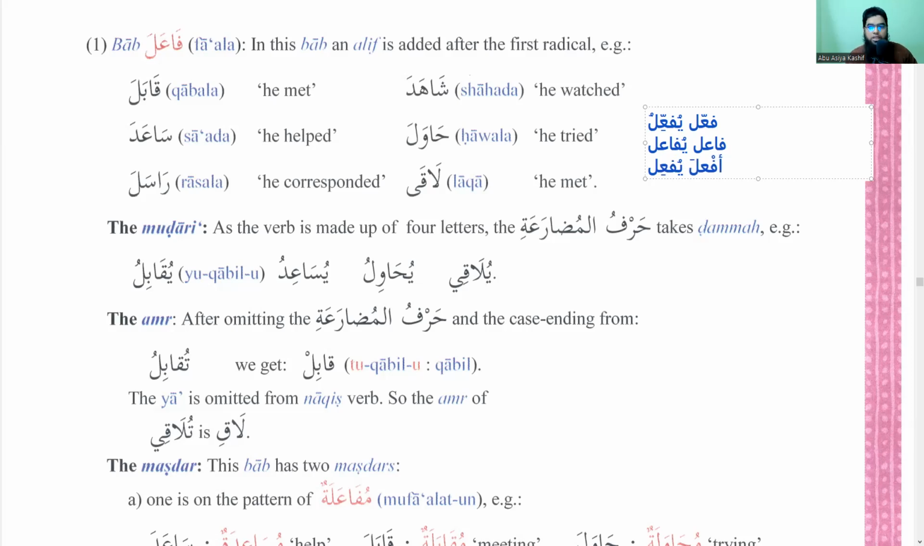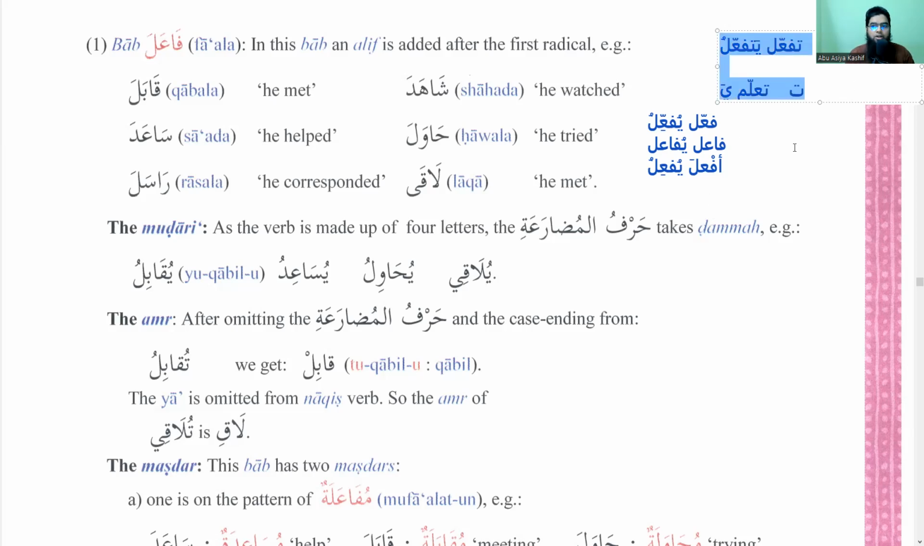This happens only in form 2, 3, and 4. Because if you go to form 5, for example, like we'll go into the next lesson, tafa'ala. Right? This is form 5. So these are 5 letters now. How do you know it's 5? Ta, fa, 1, 2, 3, 4, 5. Ain is double, right? Tafa'ala. So the mudare will be with a fatha. Yatafa'alu. Like ta'allama. Ta'allama, yata'allamu. Correct?